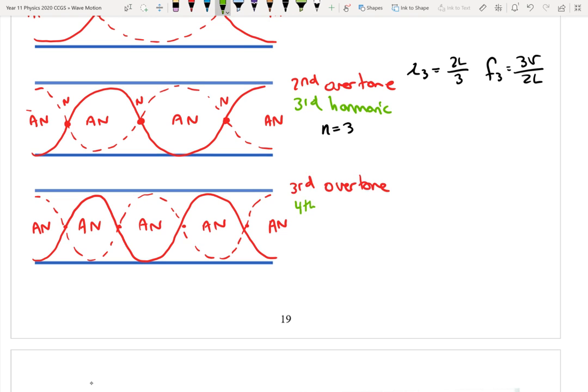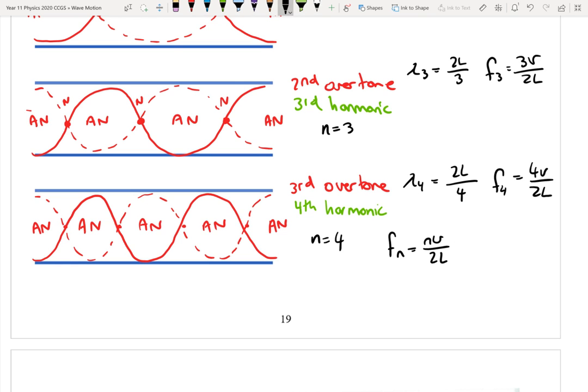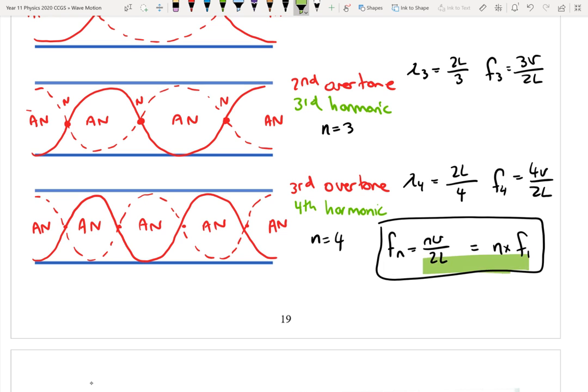The third overtone is the fourth harmonic with an n value of 4. So let's recall our tricks of the trade. f of n equals nv over 2L, or n times the fundamental. Recall, if you find the fundamental, you can just multiply. I mean, you guys were doing that in your strings prac yesterday. I was doing it just then. You find the fundamental, you know that every successive overtone is just a multiple of that. Okay?